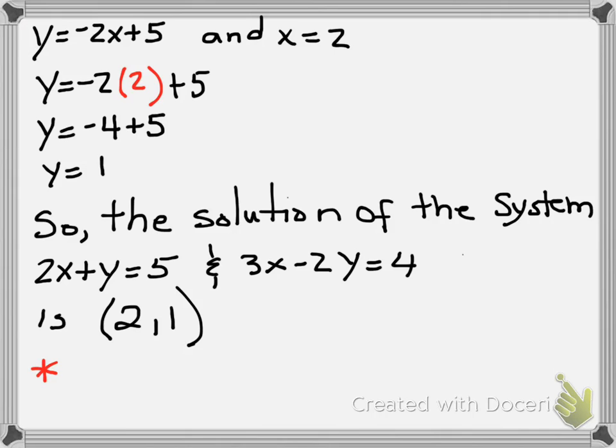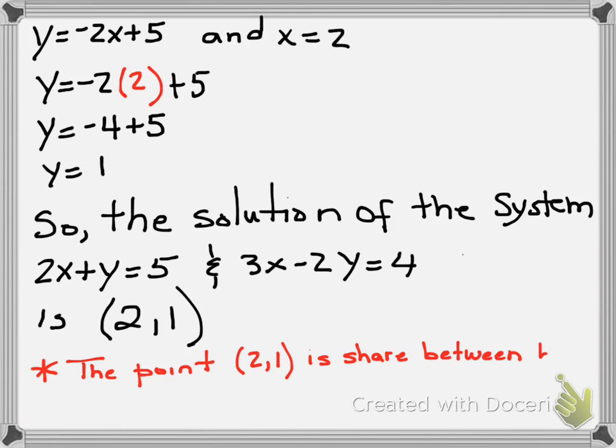Alright, ladies and gentlemen, make sure you know, if you were to graph this, what will happen? (2, 1) is where the two graphs will intersect, which means this is where they cross each other.